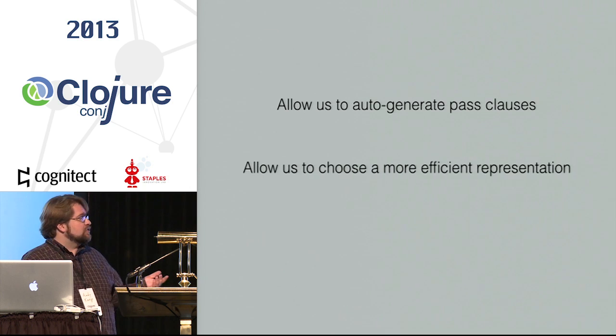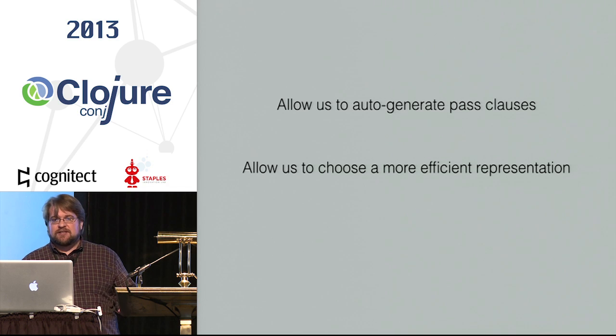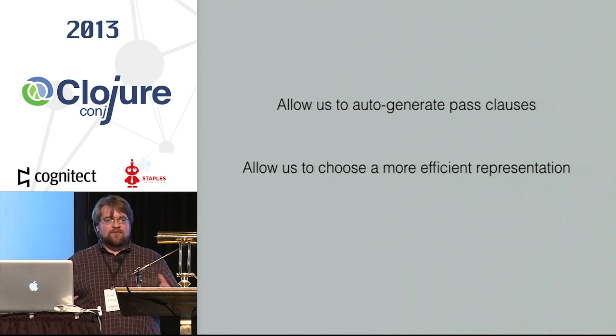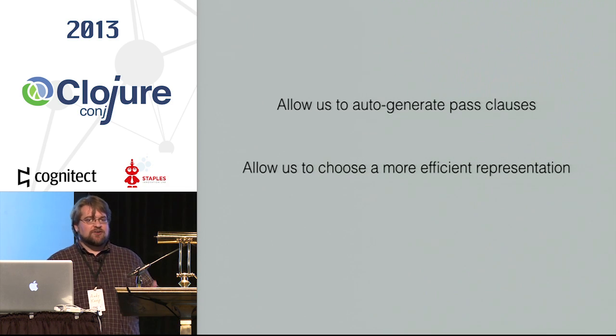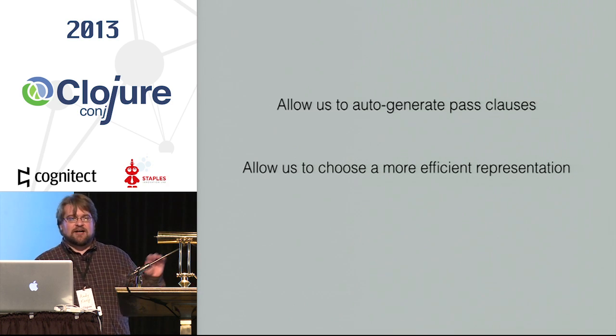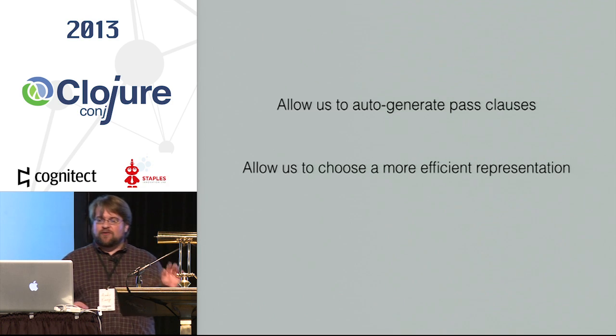It also allows us to choose a more efficient representation than lists. So in Scheme, we don't have some of the fancy data types that you guys have in Clojure, but we do have records, and we can use the records to make things more efficient by making a decision about what pattern we've hit just looking at the record and not needing to traverse the whole list to decide whether or not we've hit a pattern match.